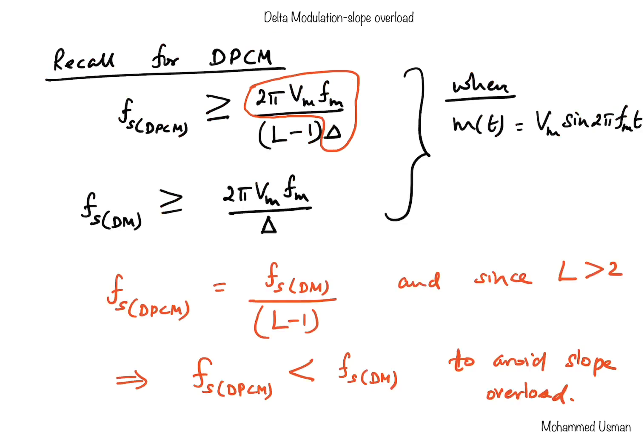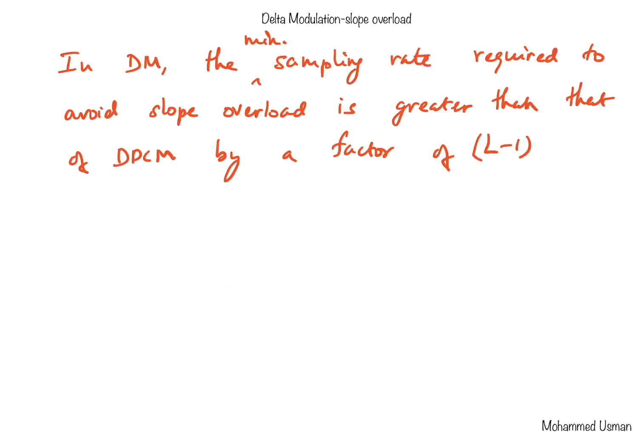Rather than using a simple signal which has only a single frequency component, what if we had this M of t, this input signal, which was a sum of multiple frequency components, and then we will try to determine the minimum sampling rate required to avoid slope overload for both delta modulation and differential pulse code modulation, and try to figure out what difference there is between the two of them. Okay, we will do an example for that now.